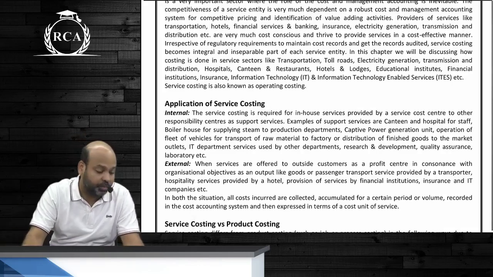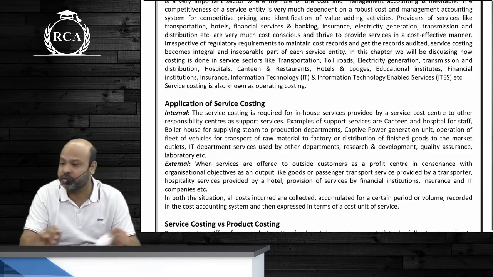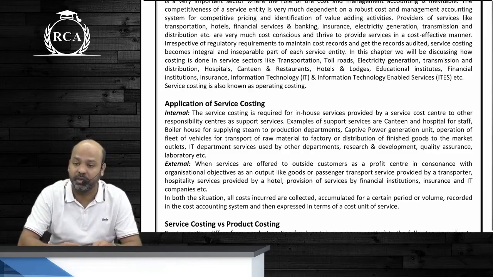The next major point as such beta is the nature of expenditure. For manufacturing sector as such beta, a major chunk of expenditure will be in the form of material expenditure. Correct beta Mahati?